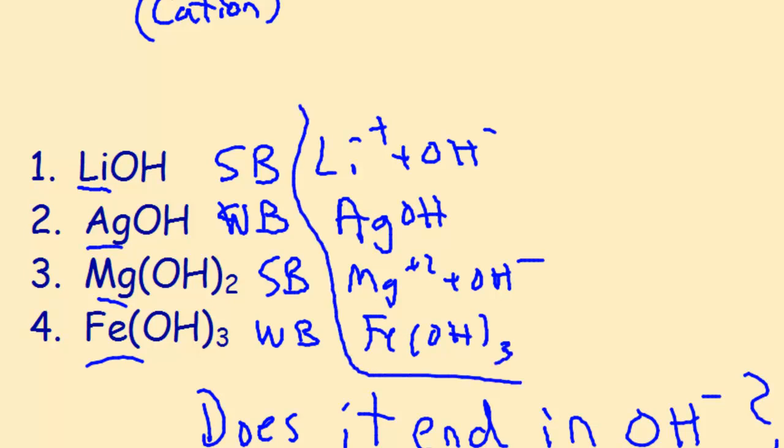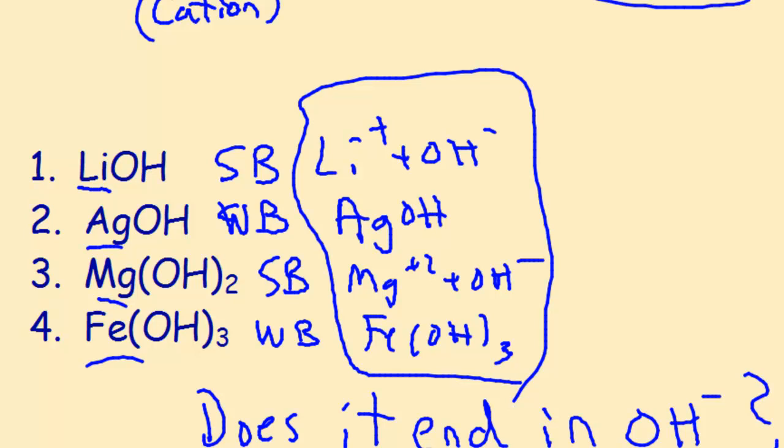Now there are some other rules that apply in terms of solubility of hydroxides. This is good enough for us right now to be able to predict the net ionic equations. Now there is one exception, and that is ammonia. Ammonia is considered a weak base. Therefore, it would not ionize.